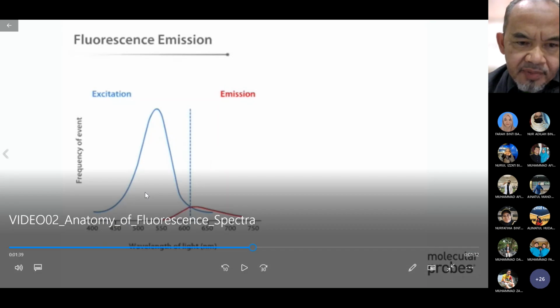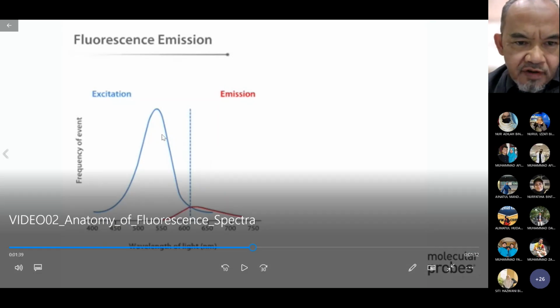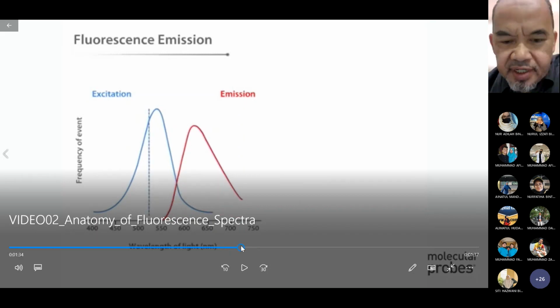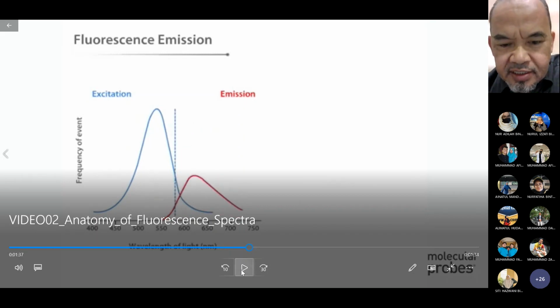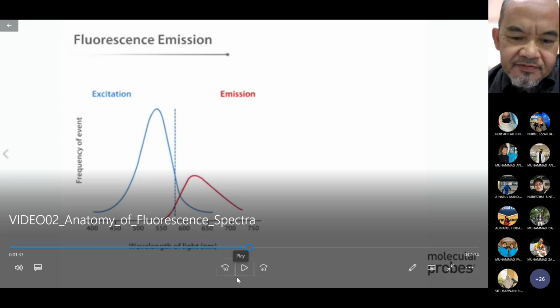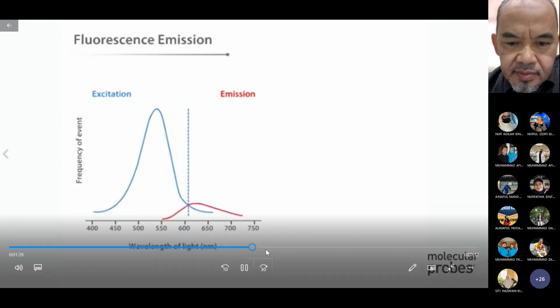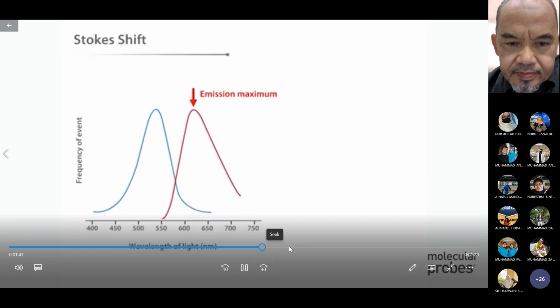However, you can see that when we change the wavelength, the emission still happens at the same wavelength. The only thing that is changing is the intensity. That is one of the characteristics of the emission. It is just the nature of the molecule. However, the intensity of the emitted fluorescence is reduced.